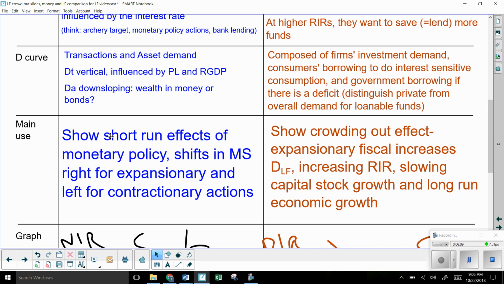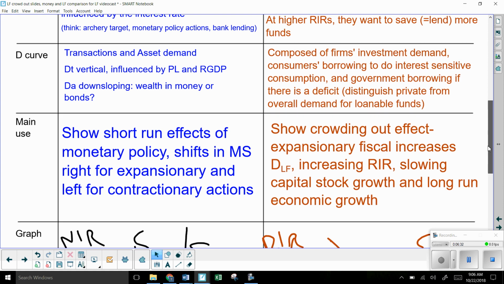Main use. Why are students asked to draw the money market? They're asked to draw the money market because they're showing the effects of monetary policy. So that's shifting MS to the right when there's expansionary and left when there's contractionary monetary policy. That's the Fed's way of changing the interest rate, which affects investment and consumption and therefore aggregate demand.